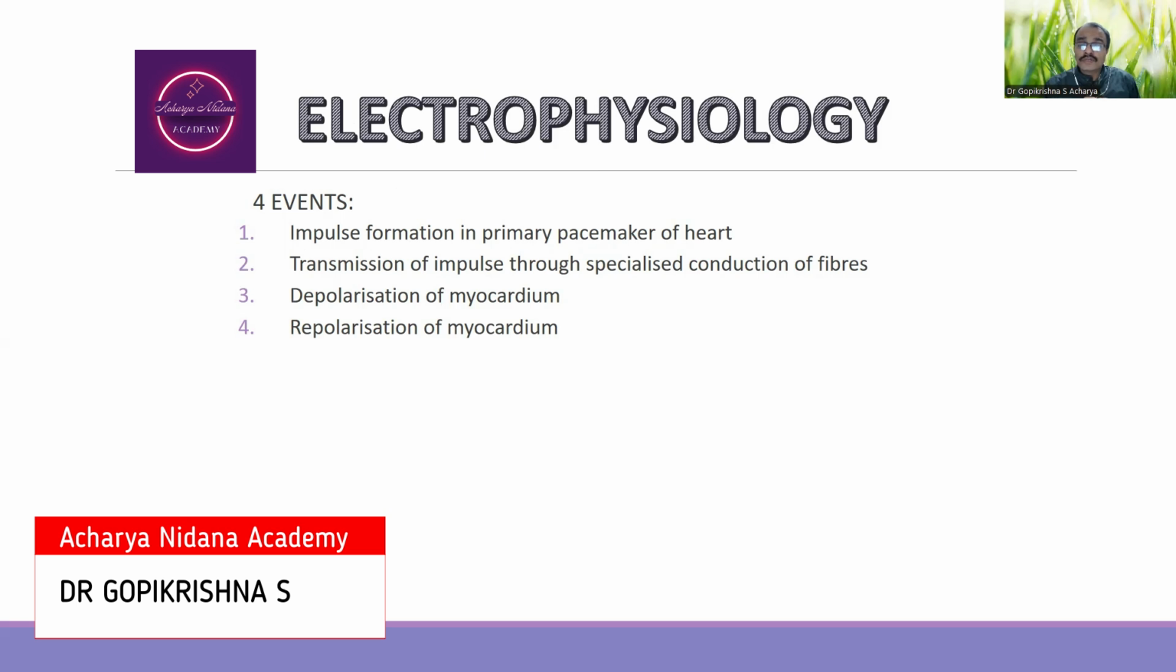As far as electrical physiology of the myocardium is concerned, there are four events. The first event is impulse formation in the primary pacemaker, that means impulse formation in the SA node. Or if the SA node is not functioning, the AV node will be taking the role of the pacemaking function. From there, the transmission of impulse takes place through the specialized conduction system, that is, the bundle of His and the right and left bundle branches. Next, there will be depolarization of the myocardium. It is followed by repolarization of the myocardium.